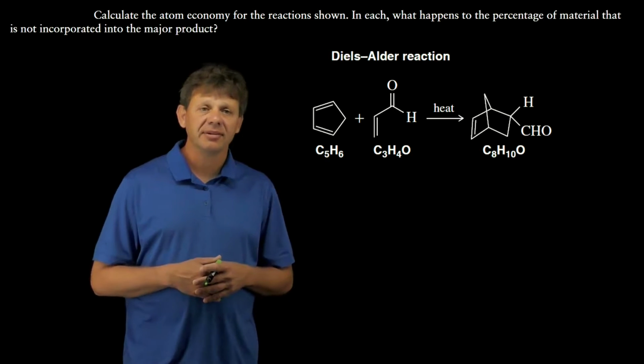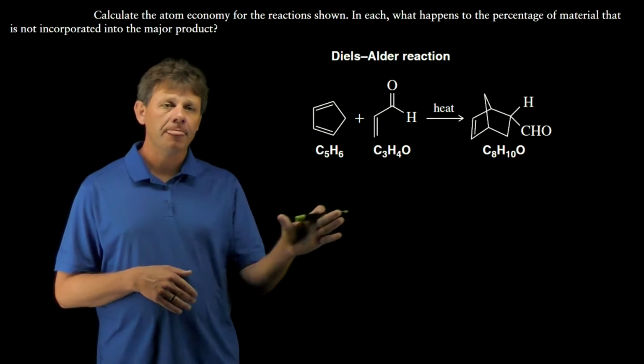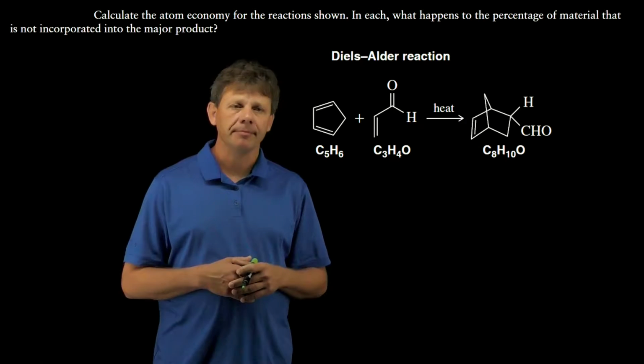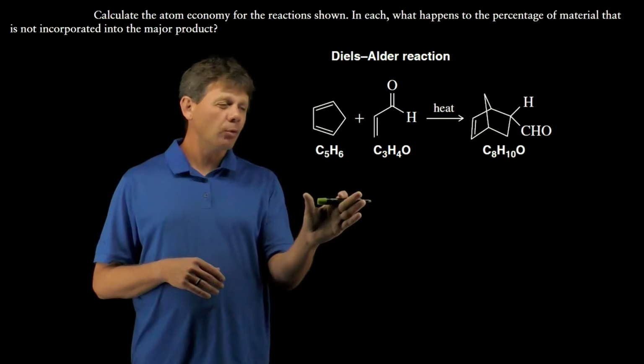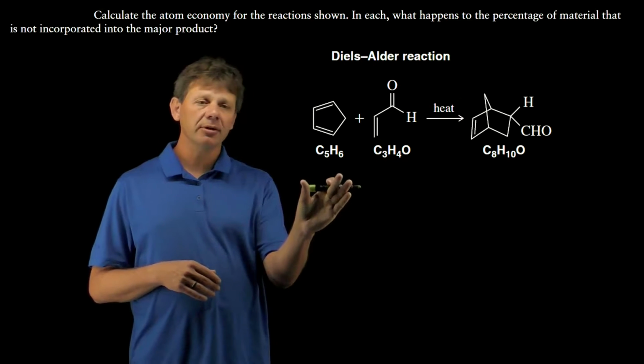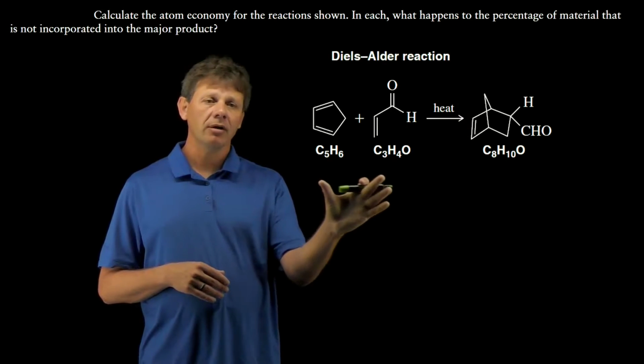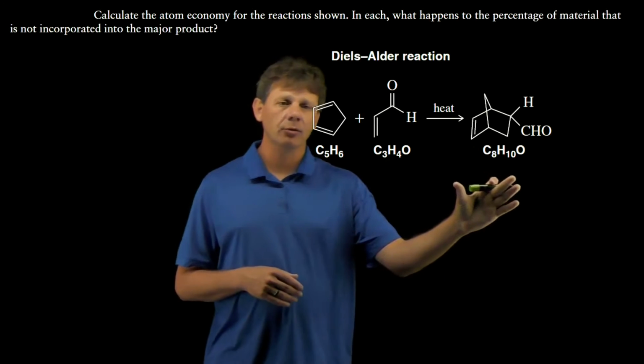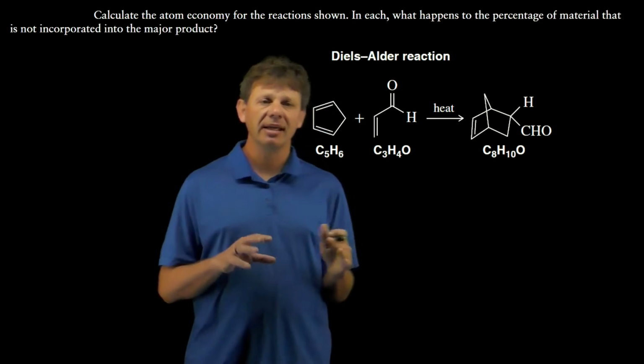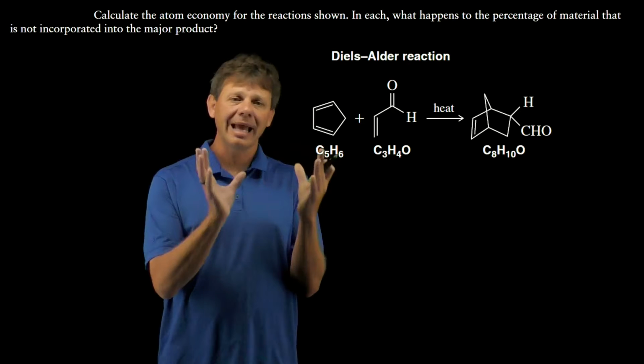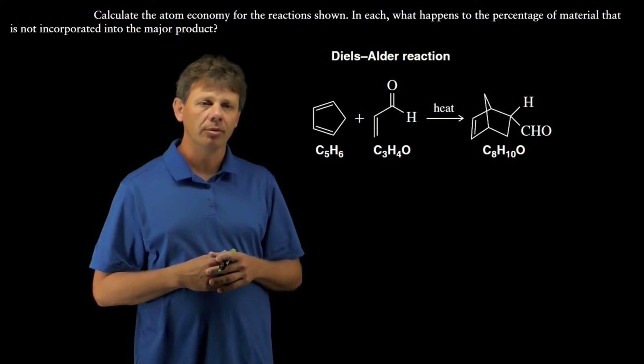This assessment asks us to calculate the atom economy for the reaction on the screen. The atom economy is going to be calculated by considering the molecular formula of the reactants and the molecular formula of the product and seeing how much of the reactants doesn't make it into the product.